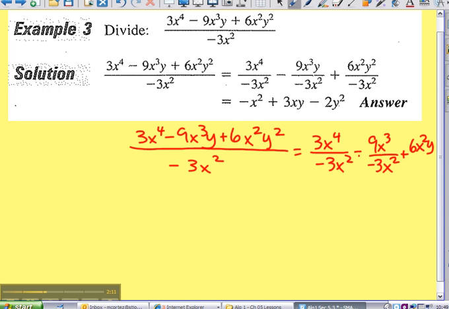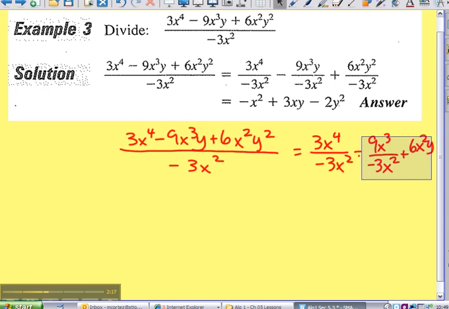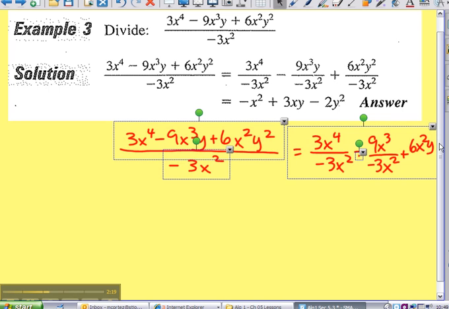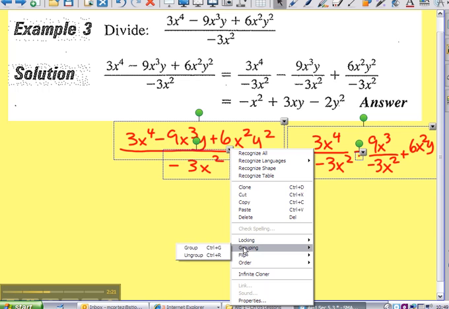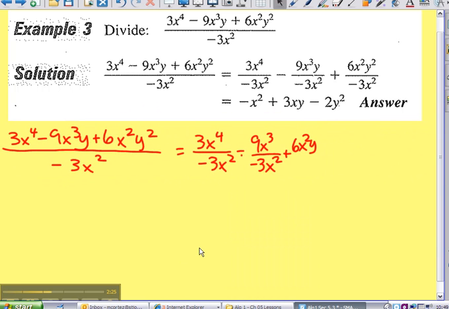Okay, you know what? I need to move this down a bit. Will it let me? Okay. All right. Look, I've done this before. I know what I'm doing.